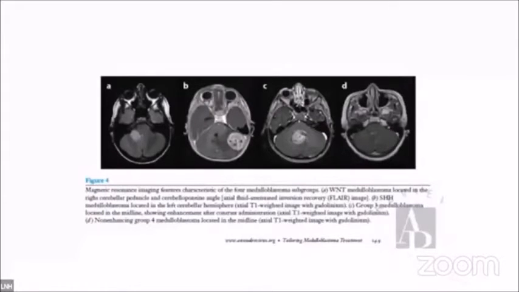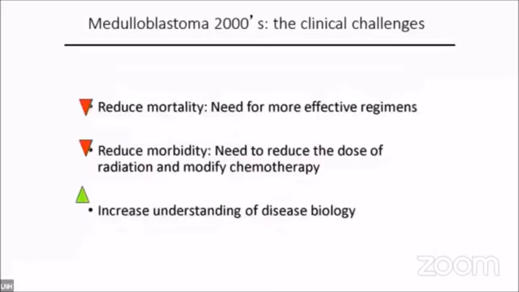Now, on this slide, number 1 is WNT. Number 2, solidly enhancing, is the sonic hedgehog type. Third is group 3, and group 3 is the most malignant, and they come into a poor risk category. And the fourth is group 4. Group 4 comes into the intermediate risk, and there is no enhancement over there. So in future, we are talking about how to reduce mortality, how to reduce morbidity, and what we should do to increase the understanding of the disease biology.